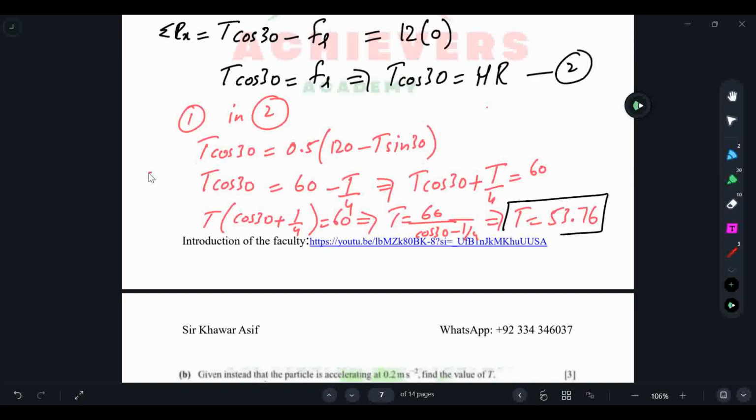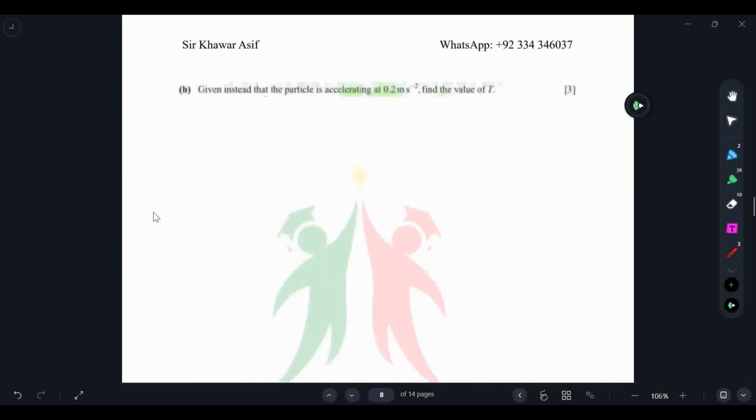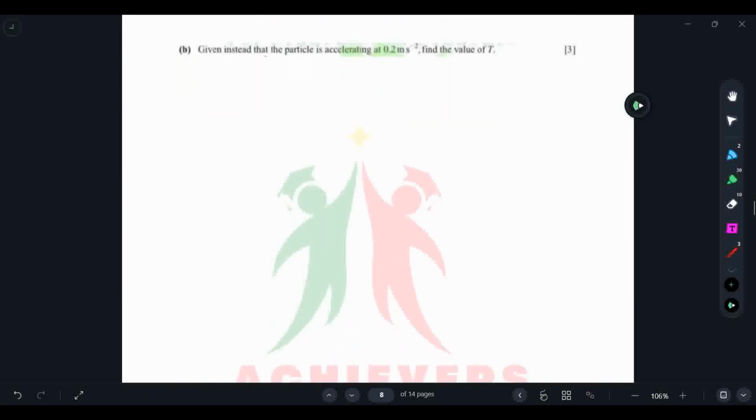What will be the unit then? It should be Newton. So 53.76 Newton. So this should be the final answer. I hope that the concept is clear. If you still have any question, you can ask it in the comment section. Let's move to part B.